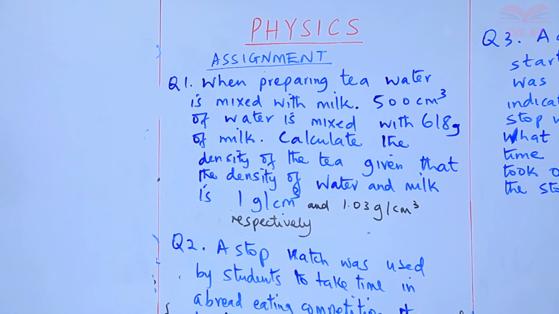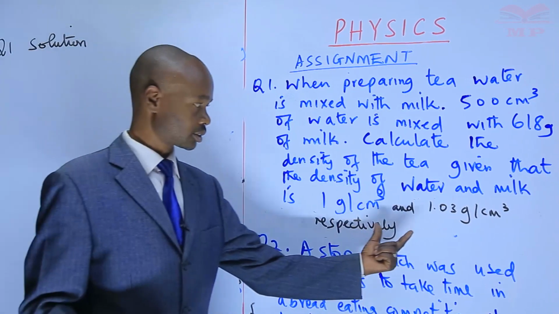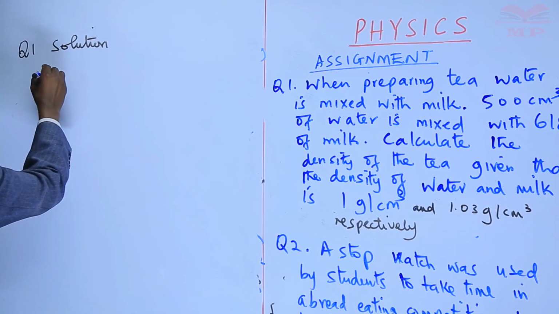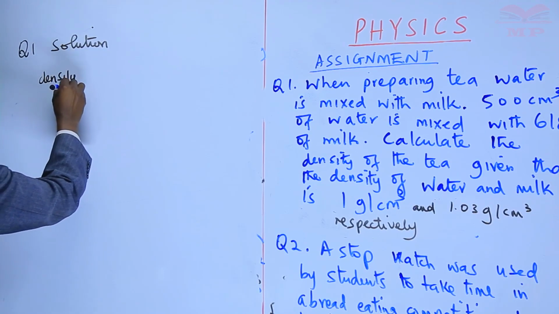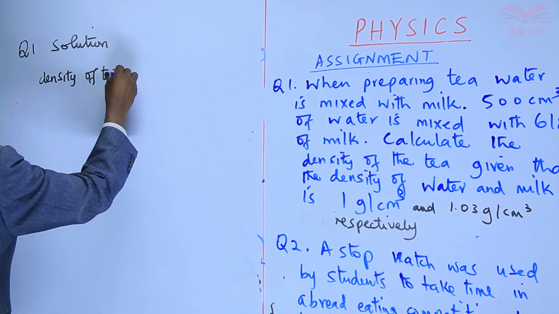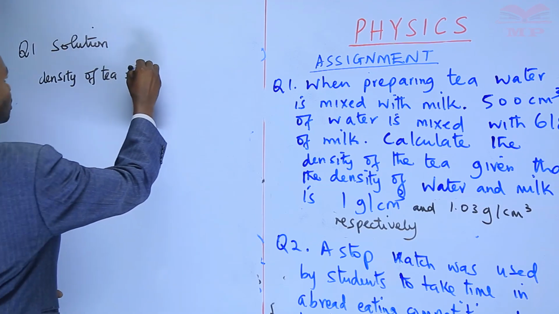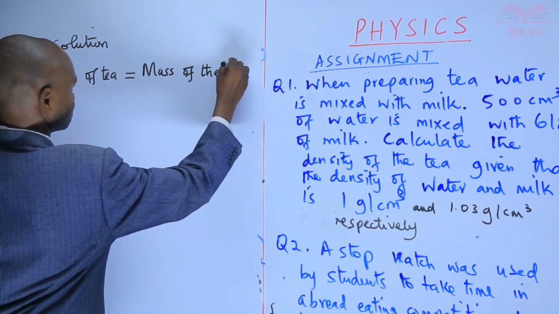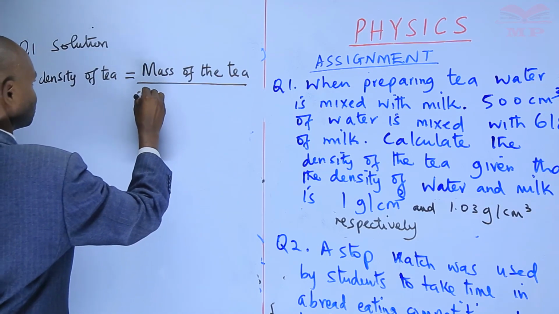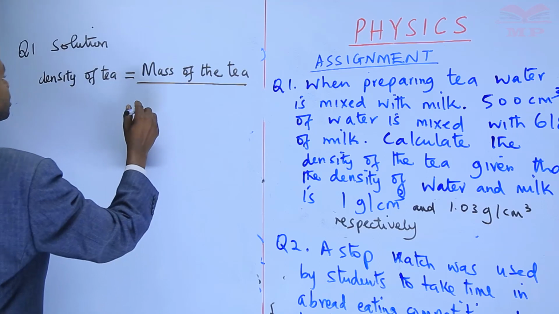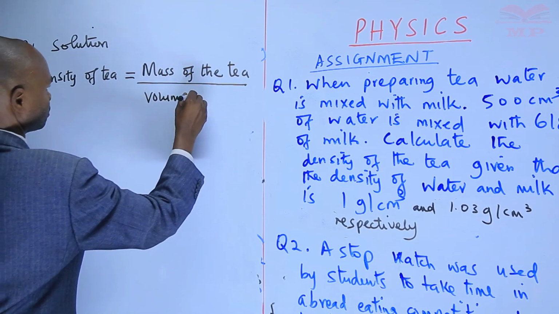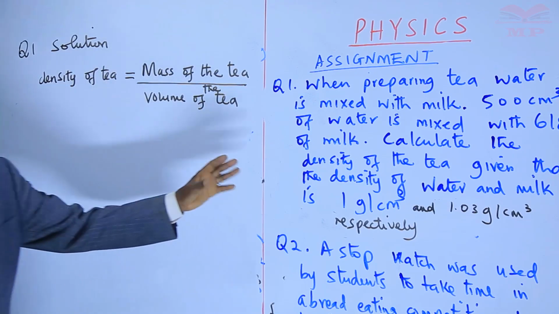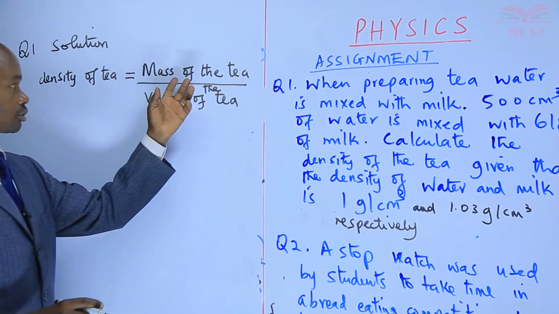Solution. In the solution, they are asking us to get the density of that tea. The density of the tea will be given by the mass of the tea divided by the volume of the tea. Now there are two components in the tea, we have water and milk. So you should get the total mass.